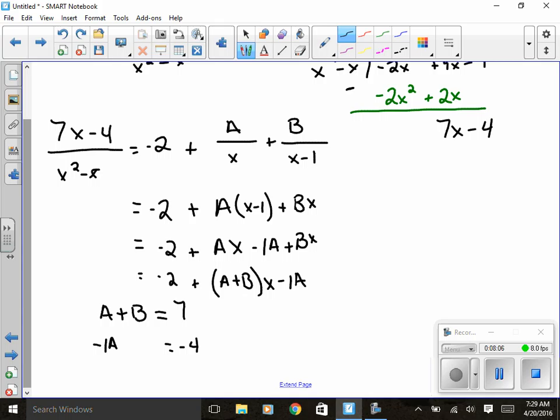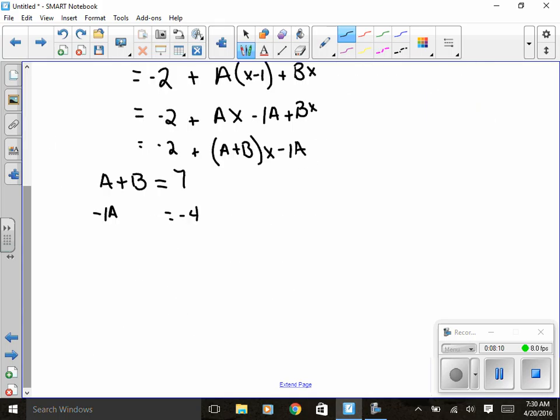Well, if I look at this, I don't even have to use a true matrix or inverses, because this system is already solvable, because a, I can divide by that negative 1, is going to equal 4. Once I get the a, I can plug it into that top equation there in order to see that b is 3. So now I can write my true partial fraction as negative 2 plus 4 over x plus 3 over x minus 1.